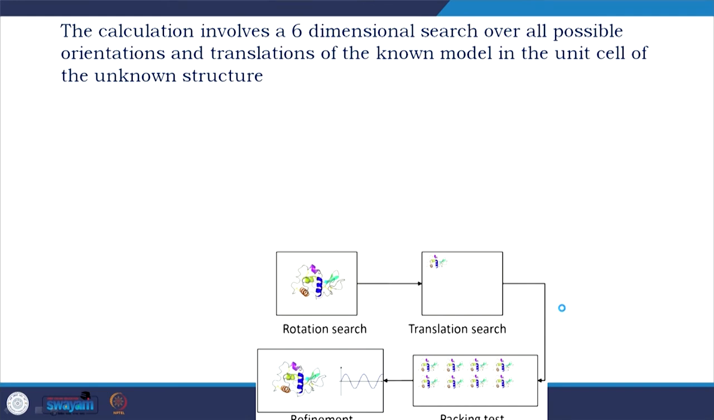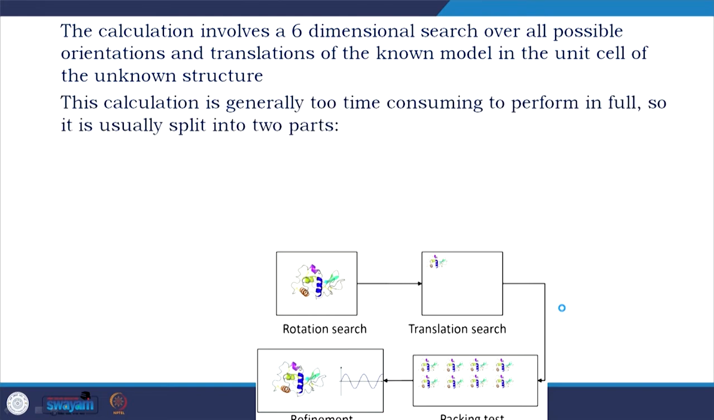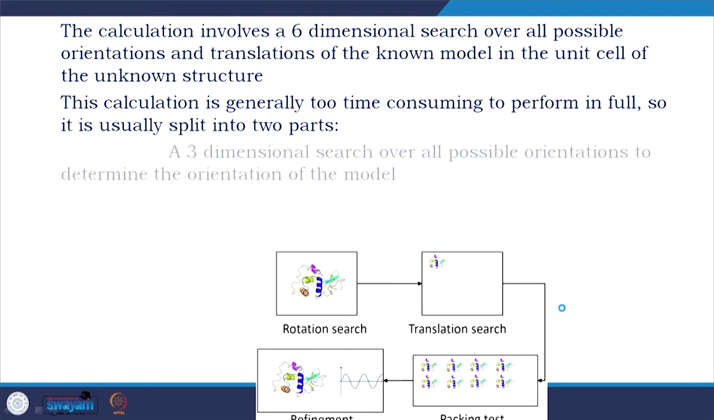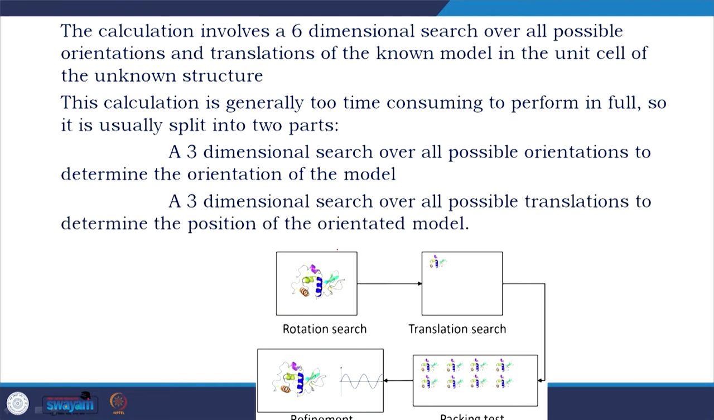So, the calculation involves a six-dimensional search over all possible orientations and translations of the known model in the unit cell of the unknown structure. As this calculation is generally too time consuming to perform in full, usually it is divided into two parts. The first one, a three-dimensional search over all possible orientations to determine the orientation of the model. So, this is the first one, the rotational search. Then a three-dimensional search over all possible translations to determine the position of the oriented model. So, then you do the translational search and then you get the complex and you do the refinement further.